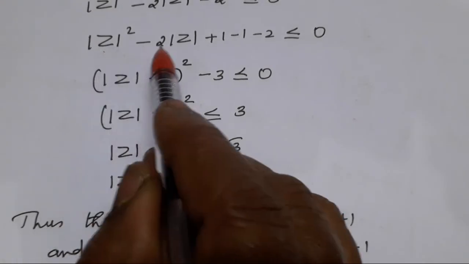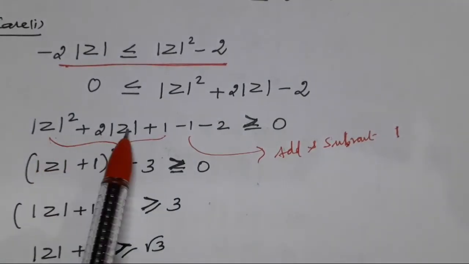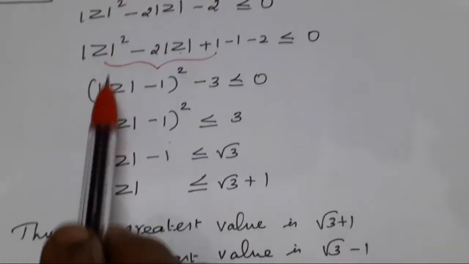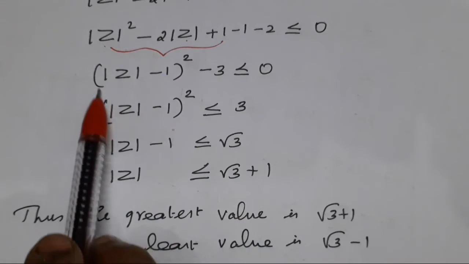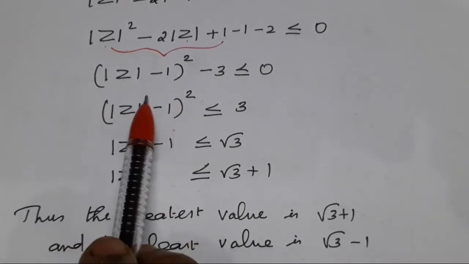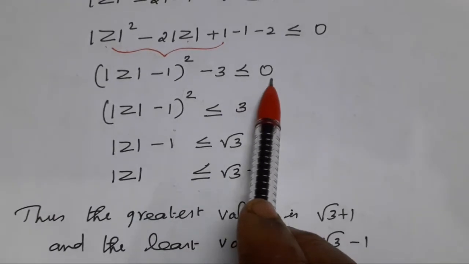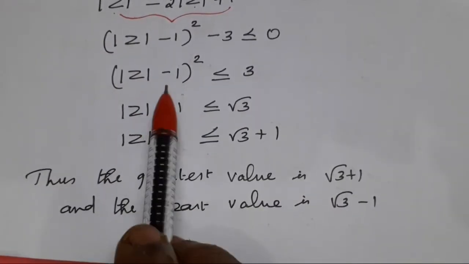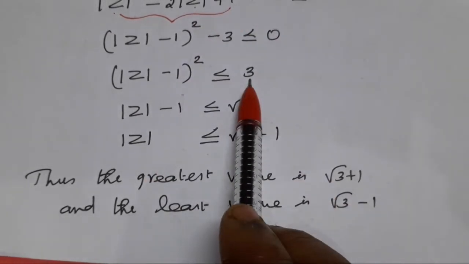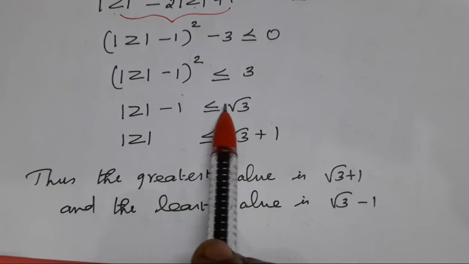Similarly, a square minus 2ab plus b square. Case 1 we get a square plus 2ab plus b square. Case 2 is a square minus 2ab plus b square. That is nothing but modulus of z minus 1 the whole square, minus 1 minus 2 is minus 3, less than or equal to 0. That is modulus of z minus 1 the whole square, the minus 3 becomes plus 3. Again, modulus of z minus 1 less than or equal to.